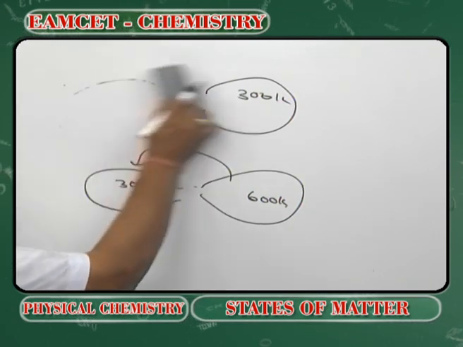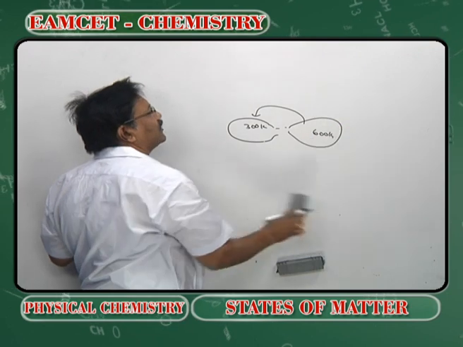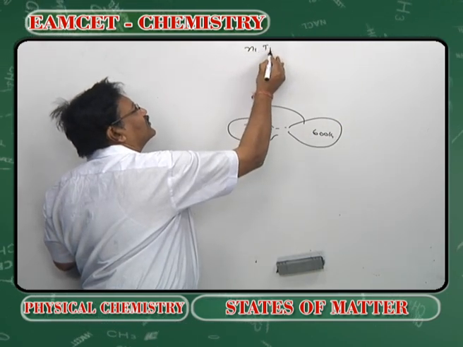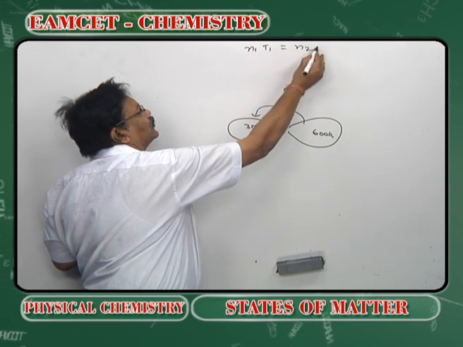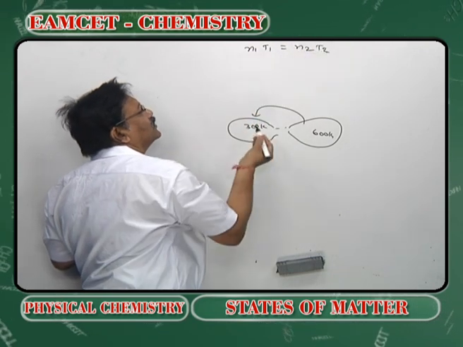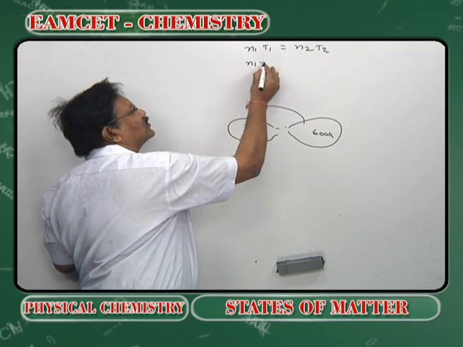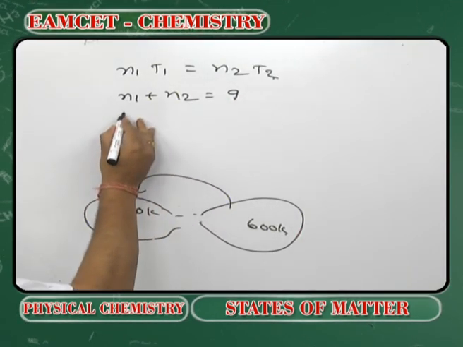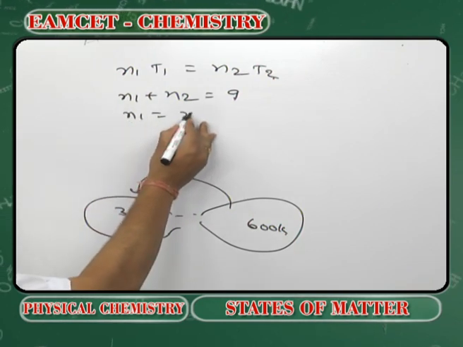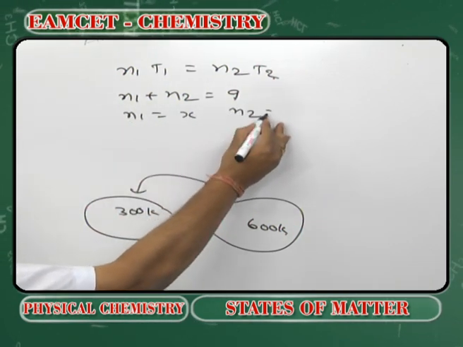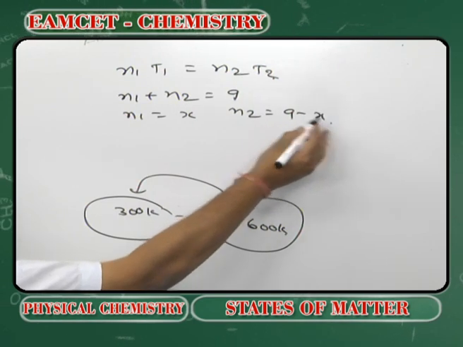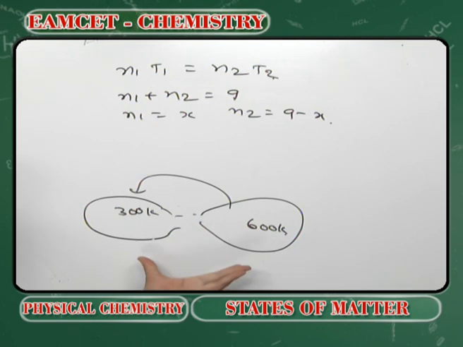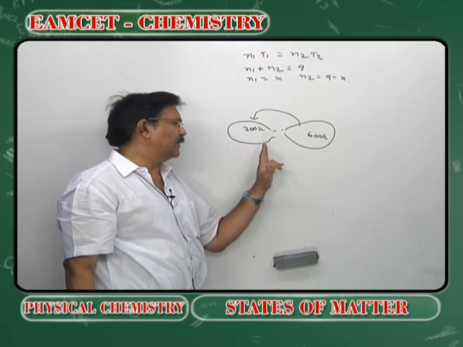Now what is the point? When pressure and volume are kept constant, what will be the relation we have? N1 T1 is equal to N2 T2. So N1 plus N2 is equal to 9. If N1 is equal to X, what will be the N2 value? 9 minus X. So try to understand the concept clearly.